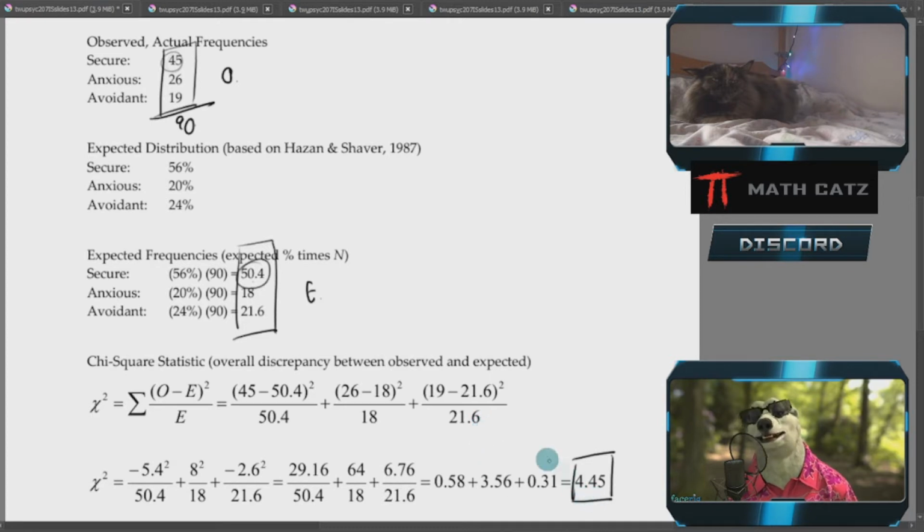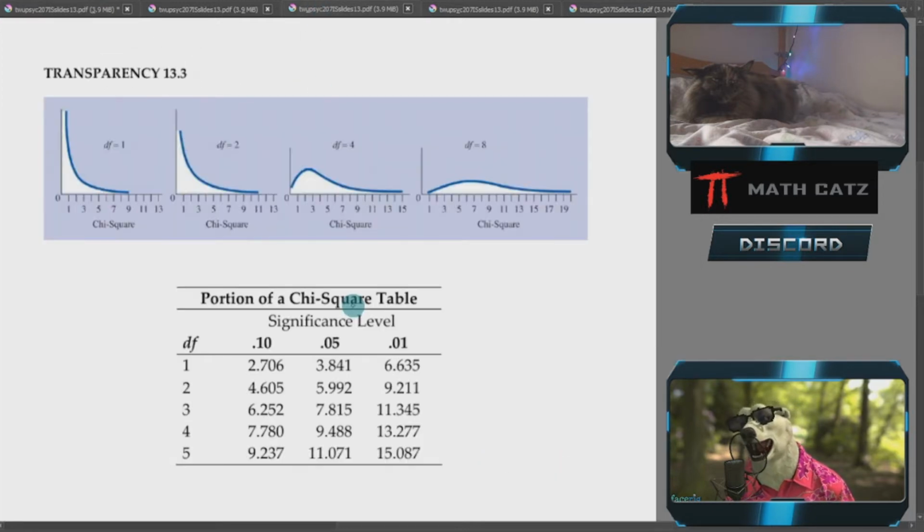I get a 4.45. So I would look at my degrees of freedom, in this case 2, because I have 3 categories, minus 1 is 2. So I would look at my 4.45, and that would be my observed chi-squared. But of course I have to compare that to a cutoff. Now, depending on the alpha level, the confidence level that I want, and the degrees of freedom, I have a chi-squared table that I can look it up.